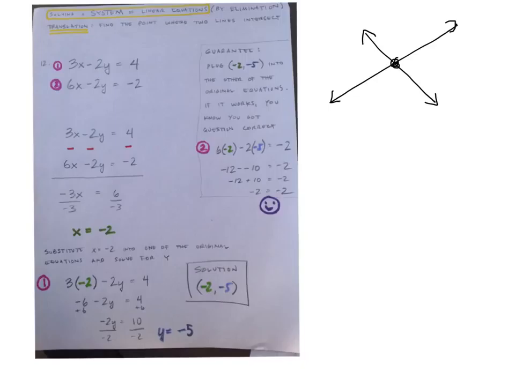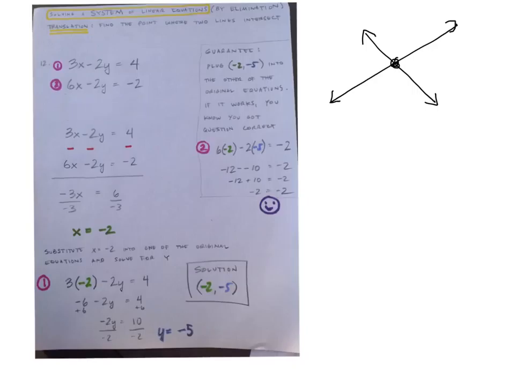You could always graph it too, but that's kind of hard, especially when you're doing it by hand. So we're going to do it with the equations. We're going to take the picture and turn it into math and then solve it that way. So we have our first equation, 3x minus 2y equals 4, and our second one, 6x minus 2y equals negative 2.